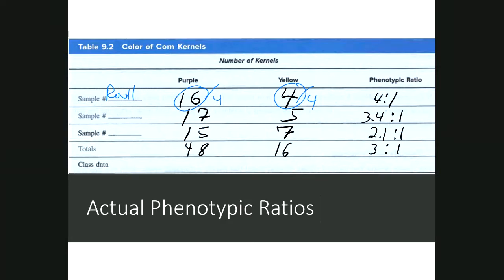You get 48 purple corn kernels and 16 yellow corn kernels. And if I divided both numbers by 16, I actually get an almost perfect 3-to-1 ratio.